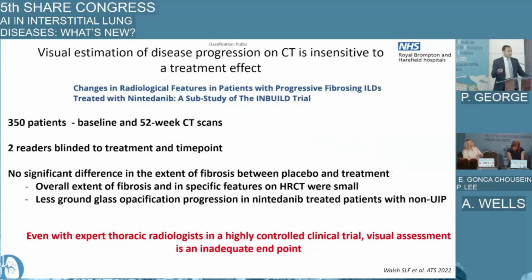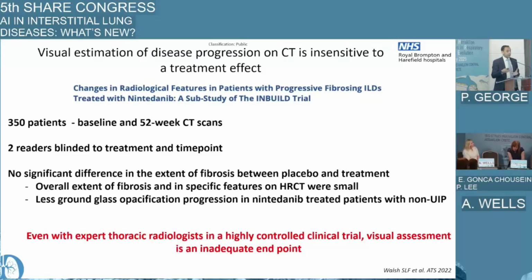But in that same INBUILD study, 3 expert radiologists were given CT scans from the INBUILD imaging sub-study. For those that are not orientated, the INBUILD study is nintedanib in progressive pulmonary fibrosis, or PF-ILD. Half of the 600-odd patients in that study were entered into an imaging sub-study, and they had a CT scan at baseline, 6 months and 12 months.